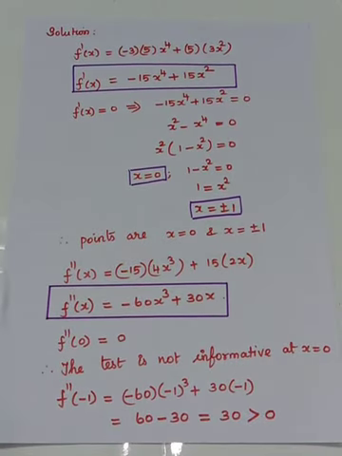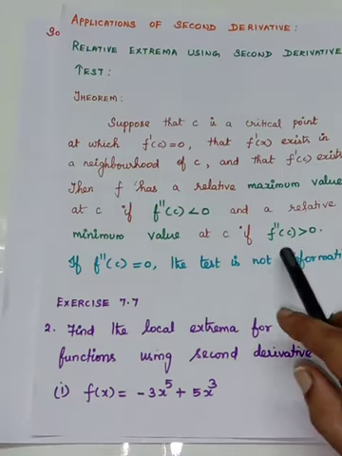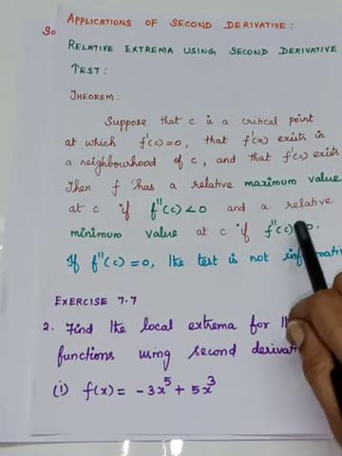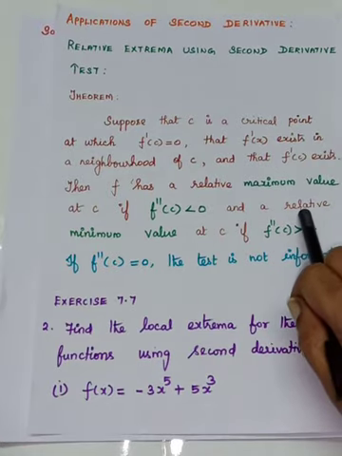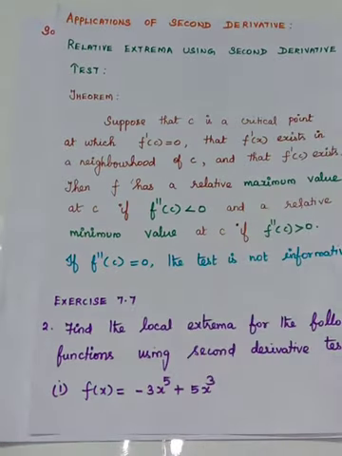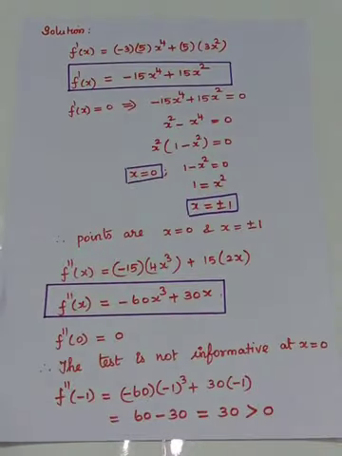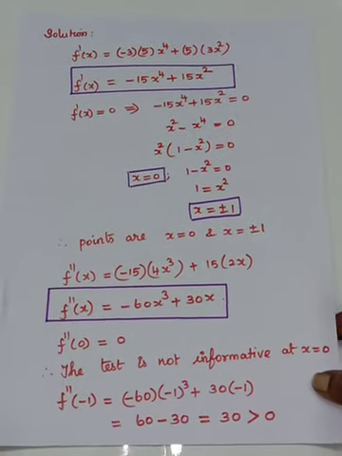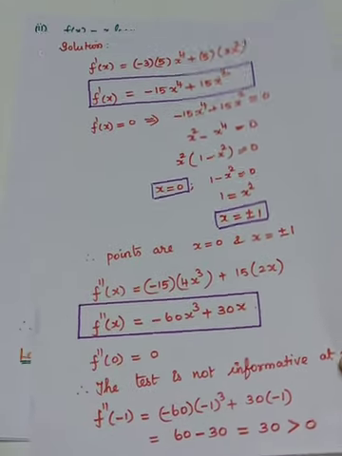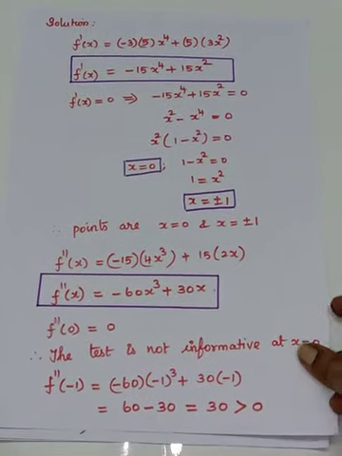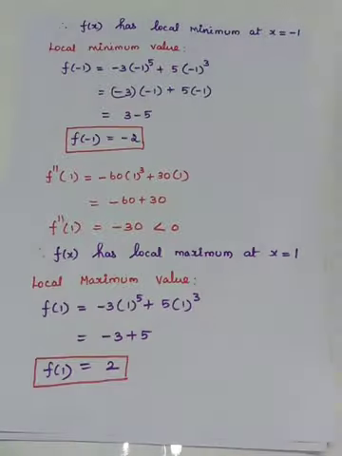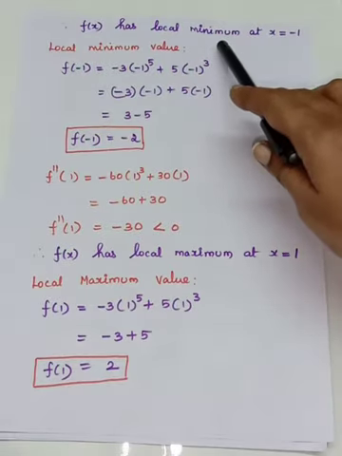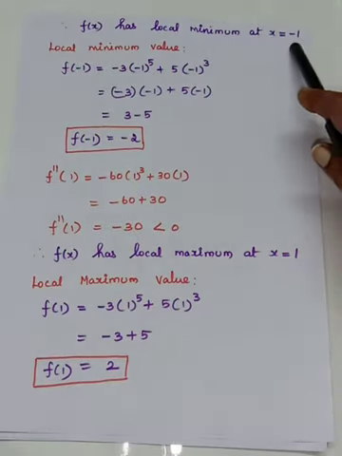See here what we have said. If f double dash of c is greater than 0, the function has a relative minimum value. So therefore, the function has a relative or local minimum at x is equal to minus 1. F of x has a local minimum at x is equal to minus 1.